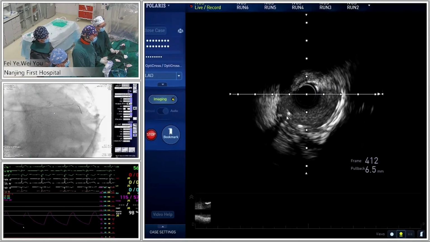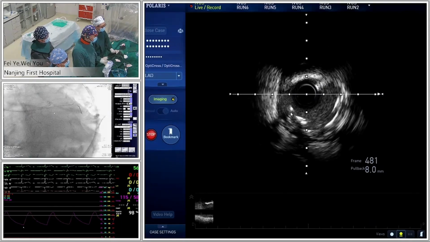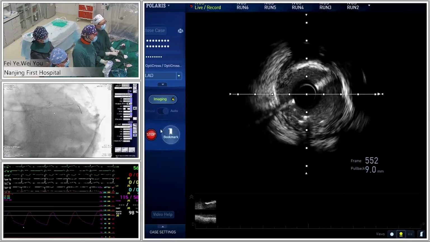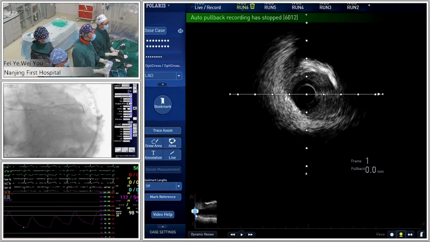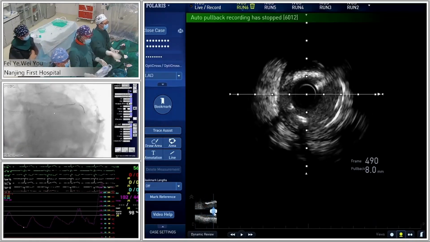This is the guide wire. Too many struts. Too proximal. Yeah. Proximal here. Okay, it's okay. Okay, thank you. Be sure it's passing through the proximal here.